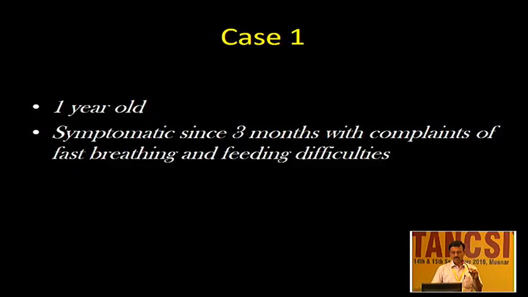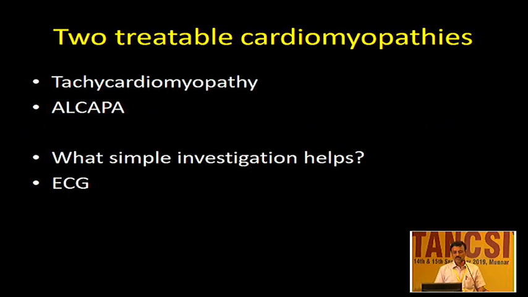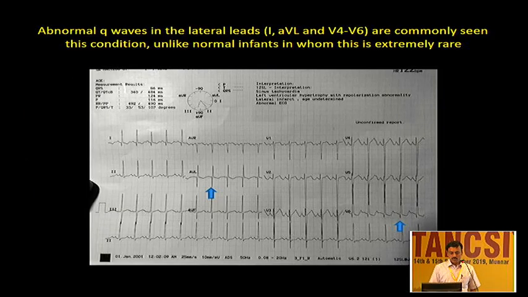This 1-year-old child, symptomatic since 3 months, has complaints of fast breathing and feeding difficulties. Whenever there is LV dysfunction, two things we should never forget to rule out are tachycardia myopathy and ALCAPA. So what simple investigation helps? ECG. This ECG shows abnormal Q waves in lateral leads. It almost looks like an adult ECG, which is very unusual for an infant, and this is very classical for a child with LV dysfunction to have probably ALCAPA.